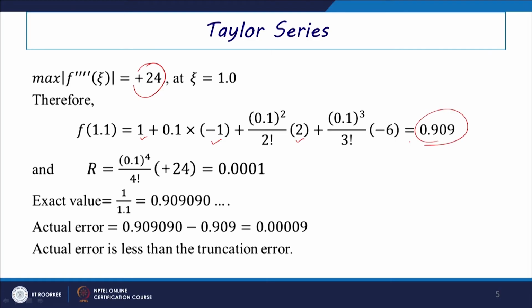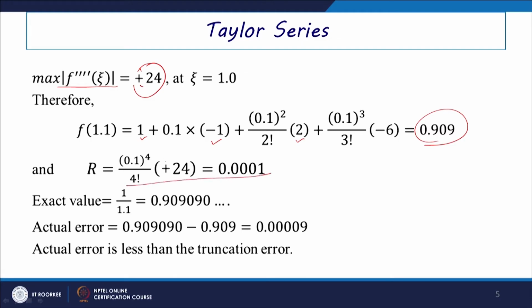And for the computation of the error term, that is R as h to the power 4, that is 0.1 whole to the power 4 by 4 factorial into the maximum value of f fourth zeta, that is minus 24. If we take this maximum value in absolute form, then this absolute should become plus. So that is why we write this total product term as plus here.